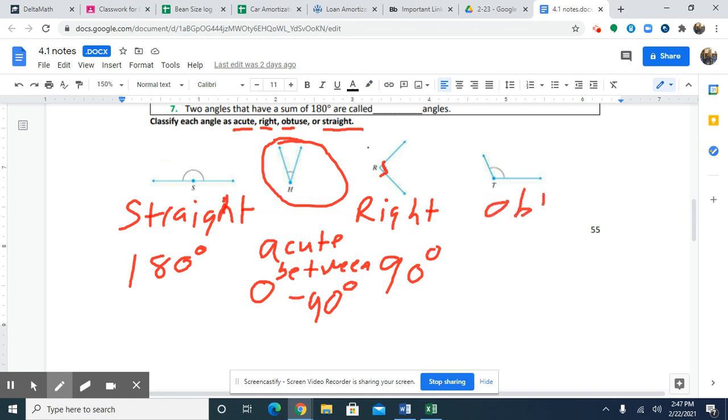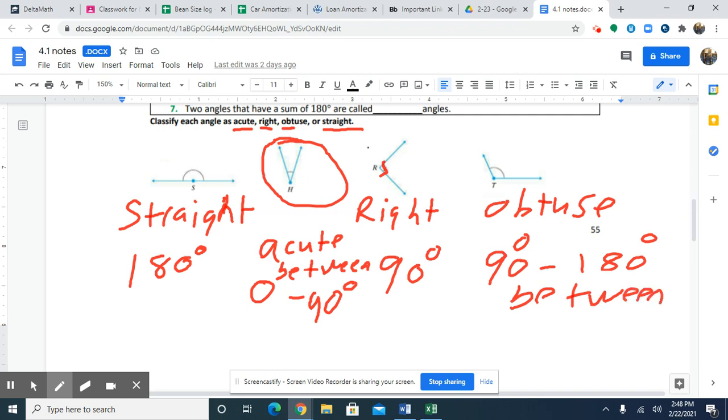And finally, we have an obtuse angle, which again, we can't say exactly where it is, but we know for a fact that it has to be between 90 and 180. So it has to be between 91 and 179. If it's 90, then it becomes a right angle, and if it's 180, then it becomes a straight angle. So it has to be between 90 and 180 degrees.